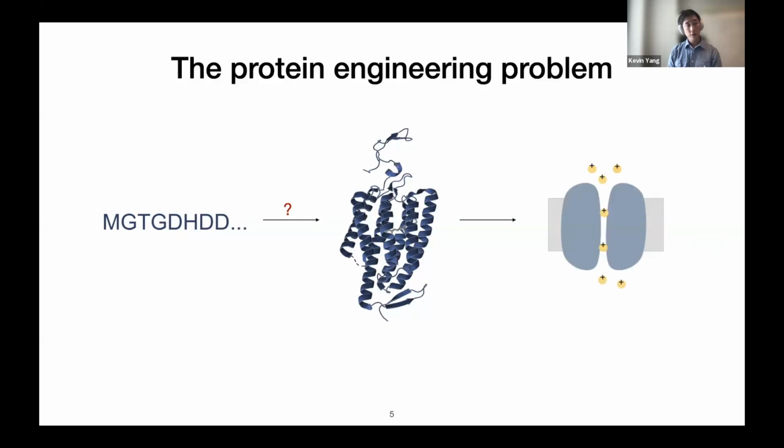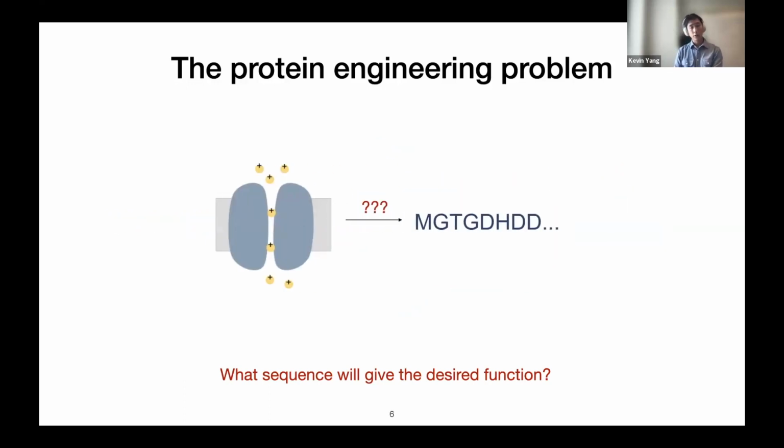And then we also want to know how structure determines function, which is even harder. But ultimately, in protein engineering, what we want to do is find a sequence that will give us the function we want. We want to specify the function to get the sequence.